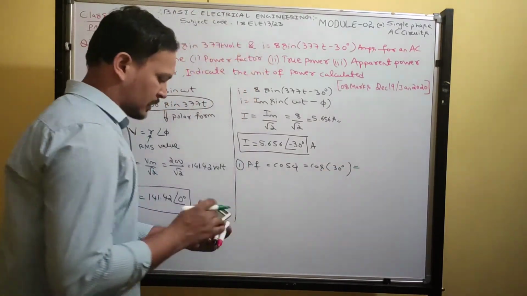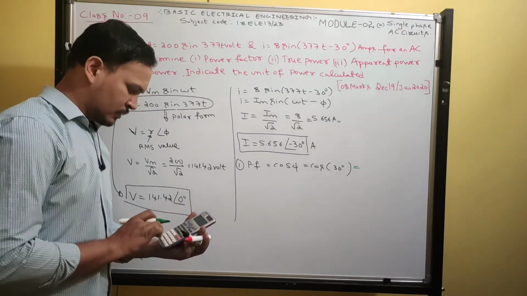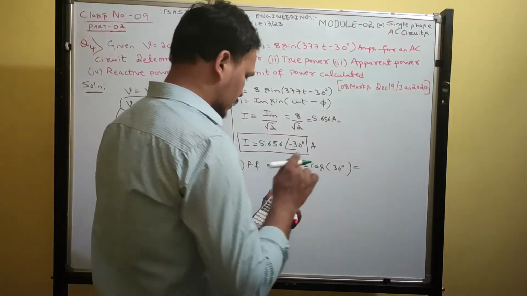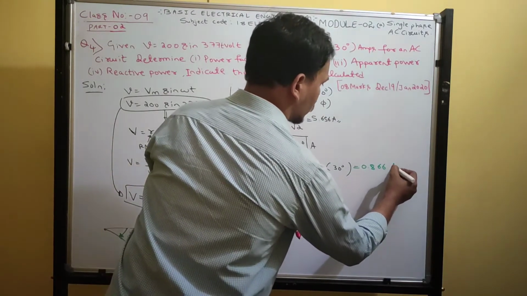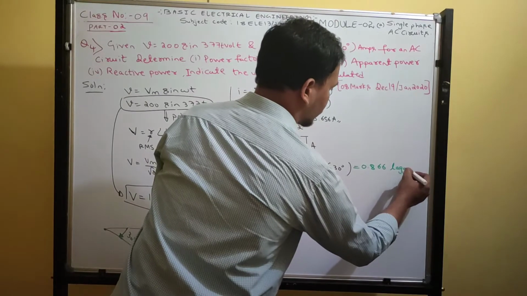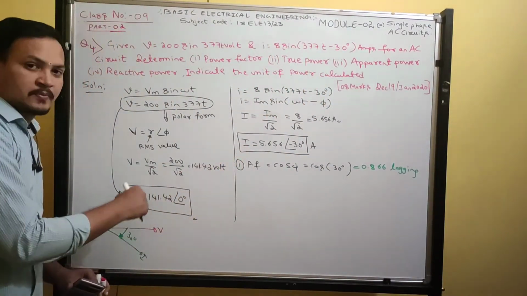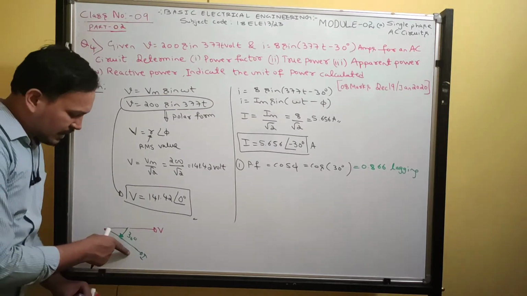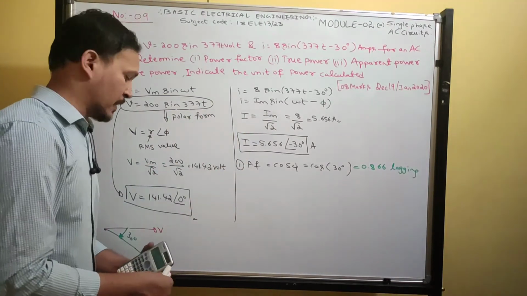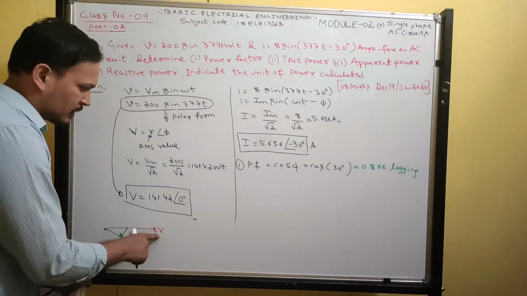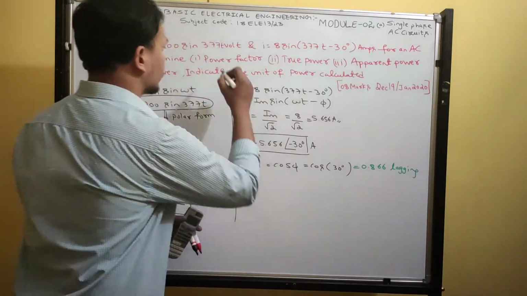So what is cos 30 degrees? Cos 30 is how much? Root 3 by 2. Very good. So cos 30 gives 0.866. You should write lagging. The nature of the power factor is lagging because the current lags the voltage by 30 degrees. If the current leads the voltage, then you write leading. The reference is voltage; with respect to voltage, the current lags by 30 degrees. Okay, the first question is completed.